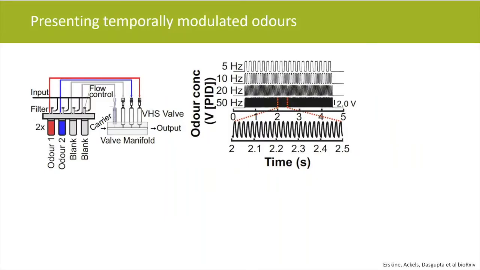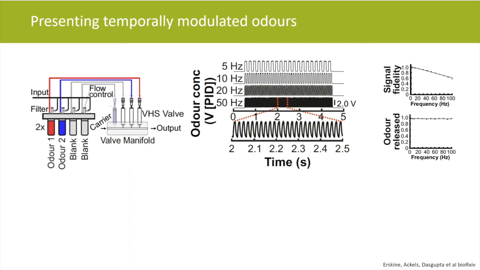To do that, firstly, we wanted to build an odor delivery device which could reliably deliver odors at different frequencies without disrupting the temporal structure. And we used these high-speed valves from the company to build this. And what we get is that the odor delivery device could deliver odors at different frequencies up to 80-100 hertz without much disturbance in their temporal structure or amount of odor released.